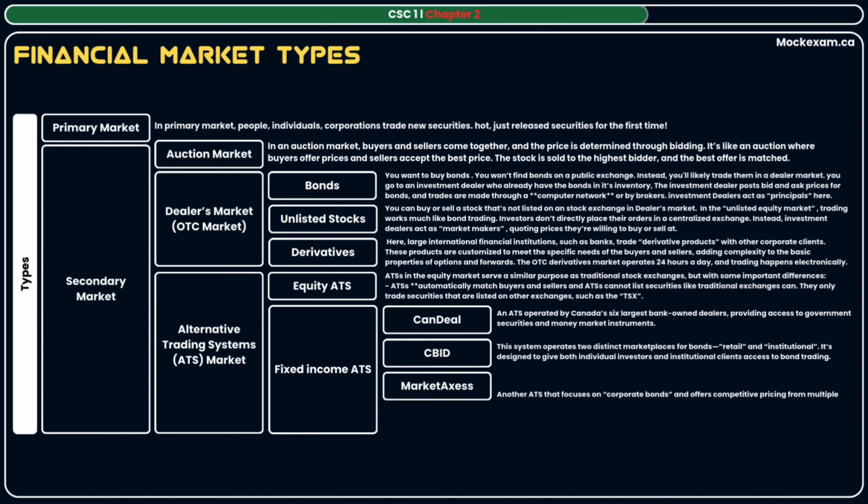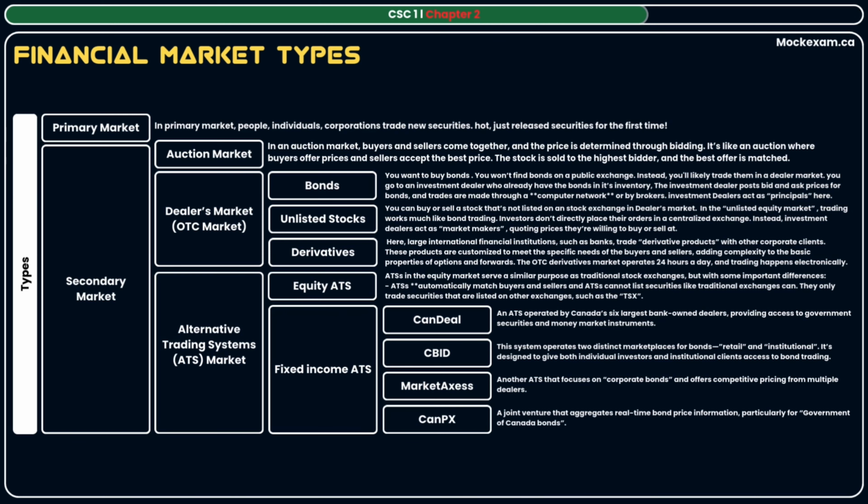Market Access, another ATS that focuses on corporate bonds and offers competitive pricing from multiple dealers. CanPX, a joint venture that aggregates real-time bond price information, particularly for Government of Canada bonds. All of these four platforms facilitate private trading of fixed income securities mostly.